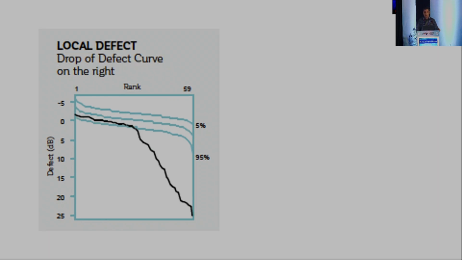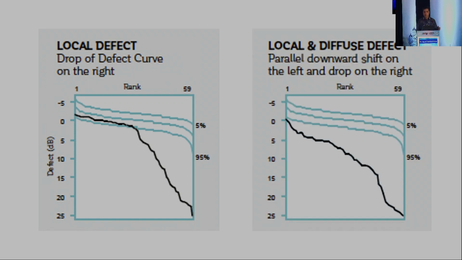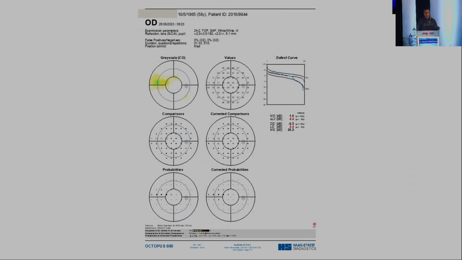And if you have a local defect, it will drop towards the right, and both will happen in a combination of local and diffuse defects. There are other patterns for hemianopia as well, but this is essentially a snapshot. One quick look at the defect curve, you know whether this is a local or a diffuse progression.